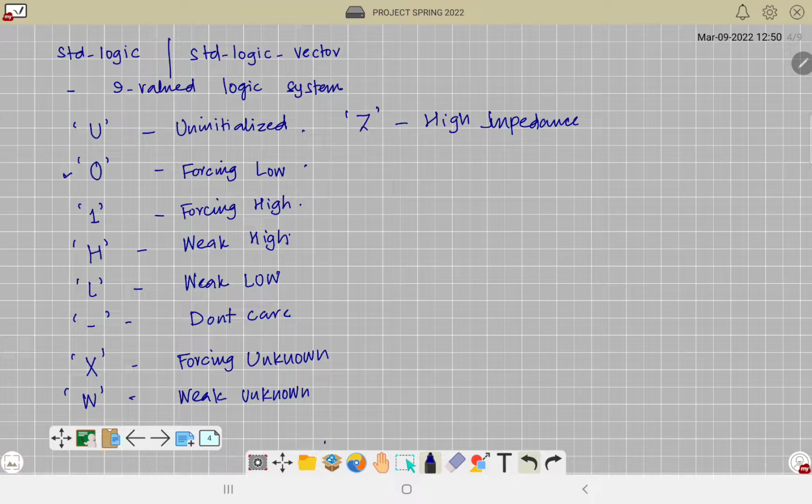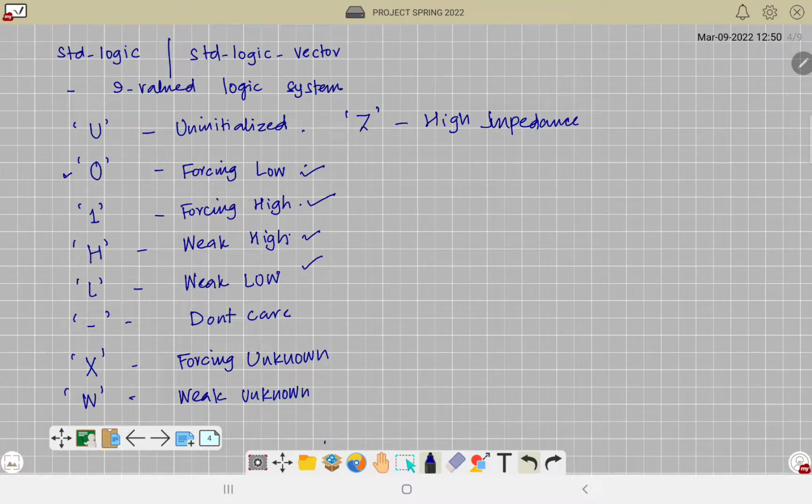Fine. So every time you define your inputs as signals, each can take any of these 9 values. Uninitialized means you have not given an initial value. अक्सर simulations में ये use होता है. Forcing low means exactly 0. Forcing high means exactly 1. Weak means their weaker versions.